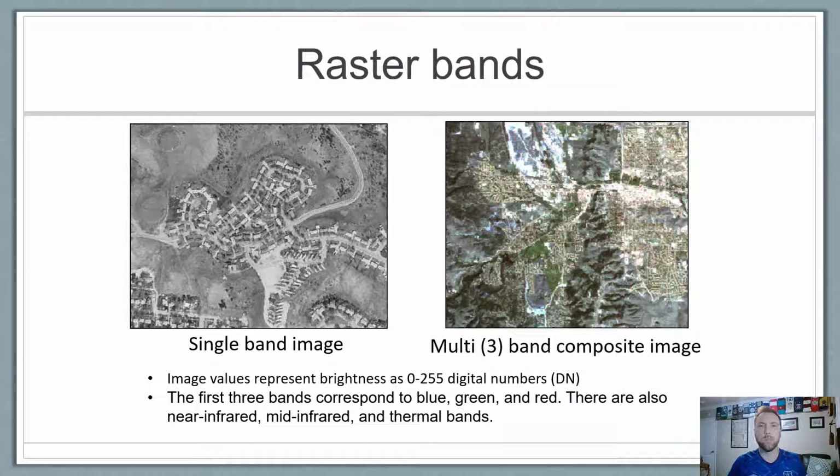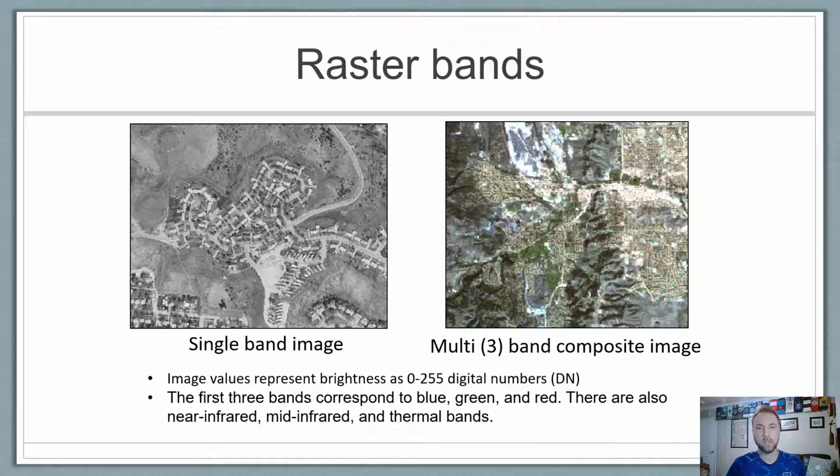So raster images are stored in bands. Raster images may be single band or multiband. All right, and so multiband is where we start talking about hyperspectral imagery, which we'll get into next week. Single band images are, as the name implies, just a single color band.